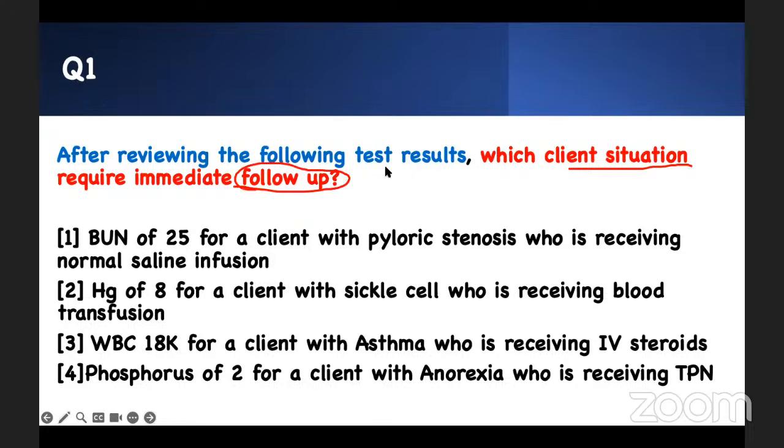After reviewing the following test results, BUN of 25 for a client with pyloric stenosis who is receiving normal saline infusion. Hemoglobin of 8 for a client with sickle cell who is receiving a blood transfusion. WBC of 18,000 for a client with asthma who is receiving IV steroid. And a phosphorus of 2 for a client with anorexia who is receiving TPN.